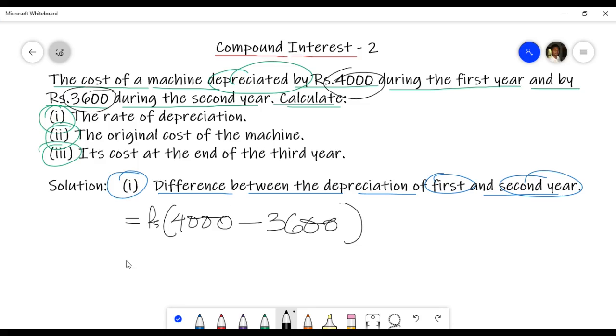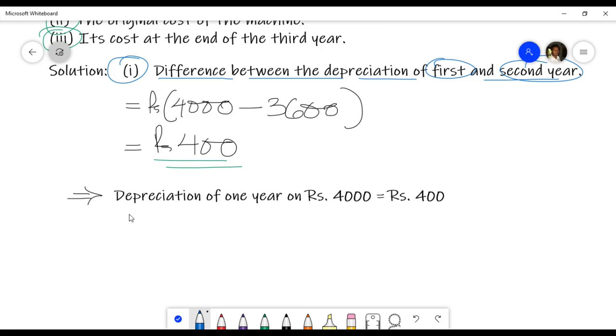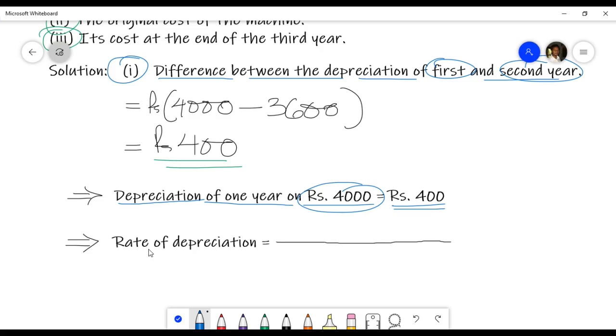So these are the values of the depreciation of the first year and the depreciation of the second year. We'll be subtracting this. After subtracting, we'll get the difference between the depreciation of the first and second year as rupees 400. Now we know the difference. What we have to do is, depreciation of 1 year on rupees 4,000 is equal to rupees 400. Right? So we'll take 400 rupees as the depreciation of 1 year on rupees 4,000.